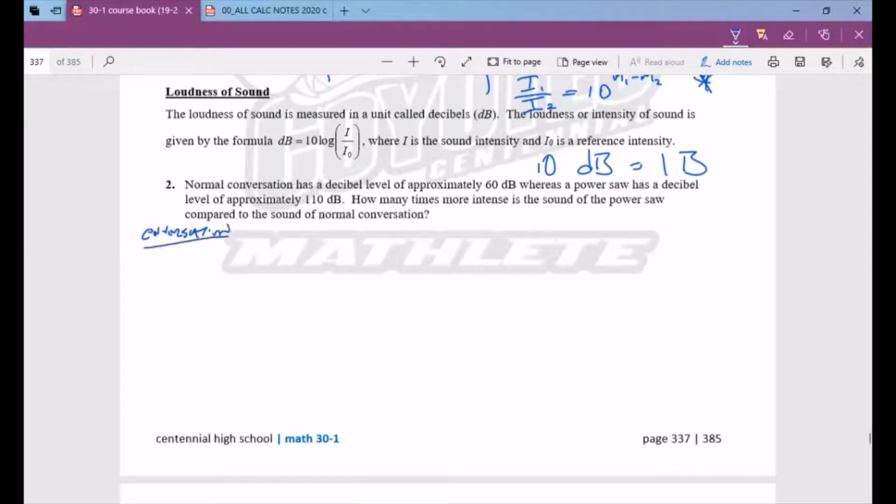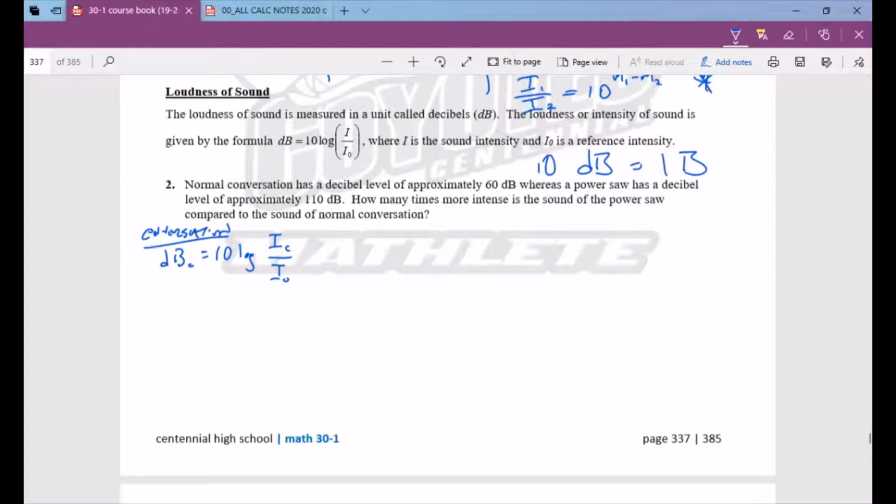Our formula for the conversation is decibels for conversation equal to 10 logarithm of the intensity of that conversation over I naught. And again, IC ends up measuring this abstract idea of how intense this sound is. It has to do with the measurement of the sound waves. I naught is this abstract idea of the lowest threshold of hearing. So don't worry too much about those, as we won't be asked to solve for those individually. We will be looking at the ratio of IC over IP, for power saw.